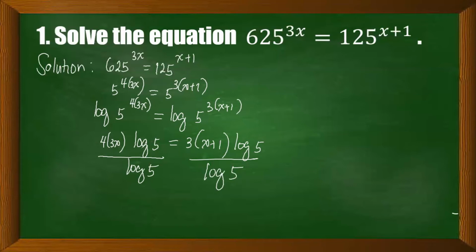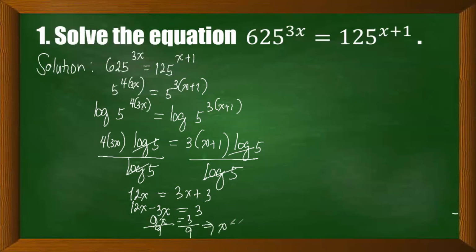Then this is equal to what? This is equal to 1. So this is 12x. Then this is 3x plus 3. 12x minus 3x is equal to 3. So this is equal to 9x is equal to 3. Therefore, dividing by 9, this implies that x is equal to 1/3. Okay? x is equal to 1/3.